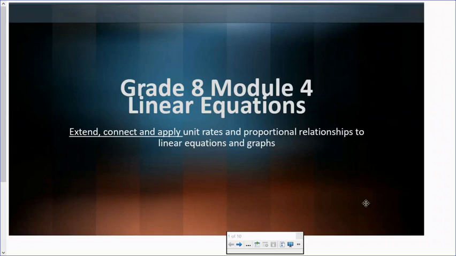We are starting a new module called linear equations. Once we finish this module, we should be able to extend, connect, and apply unit rates and proportional relationships to linear equations and graphs.